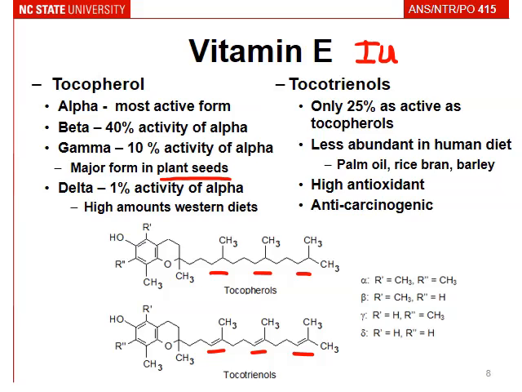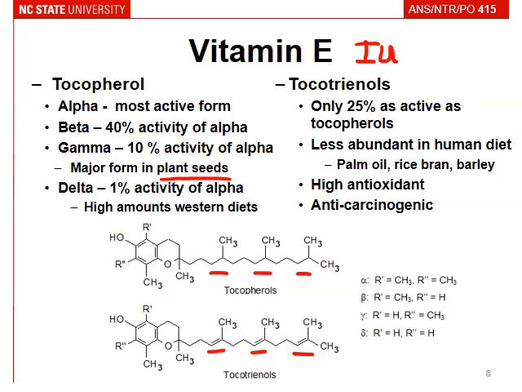Compare that to the tocotrienols, which as a class have only 25% the activity of our tocopherols. They are also less abundant in the human diet because they are high in palm oil, rice bran, and barley, and we just don't consume significant amounts of those within the human diet. They have high antioxidant properties, and they are also anti-carcinogenic. But all in all, our tocopherols are more active than our tocotrienols.